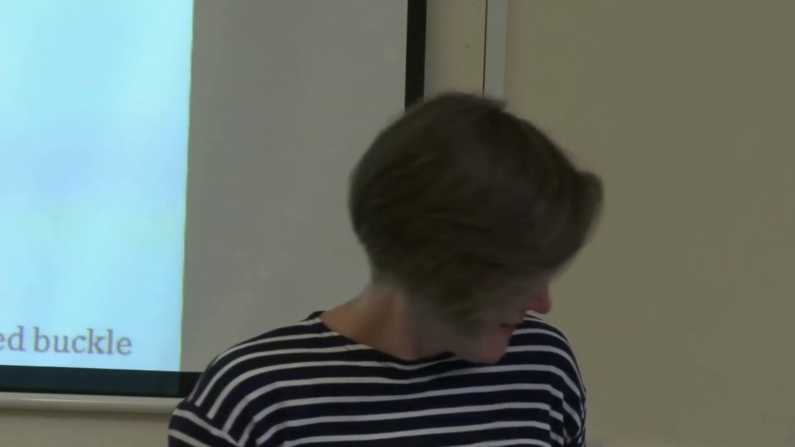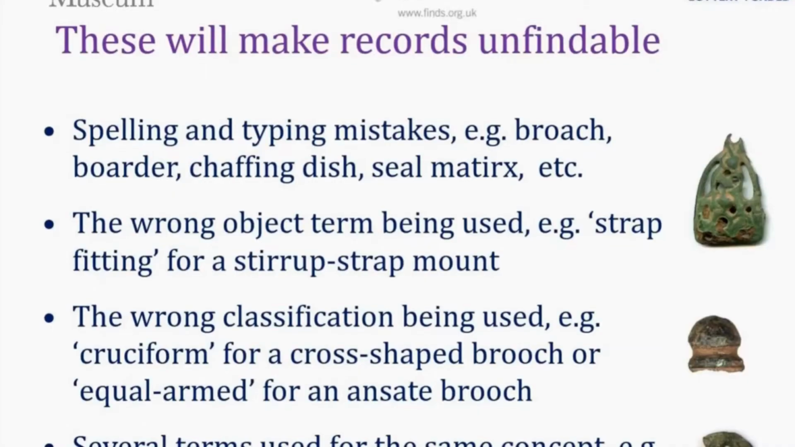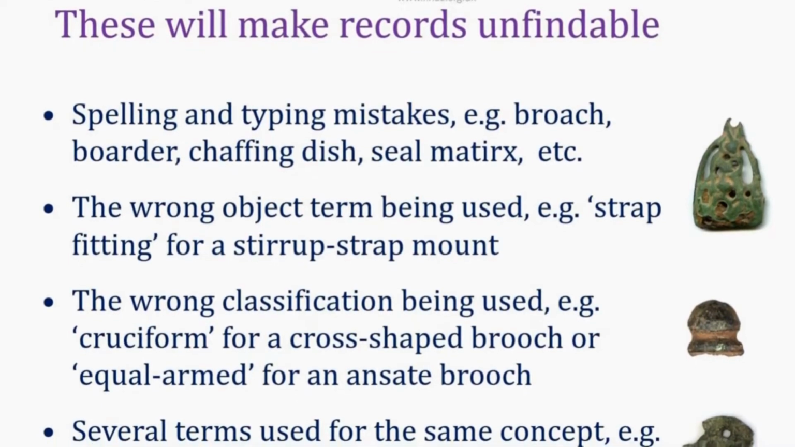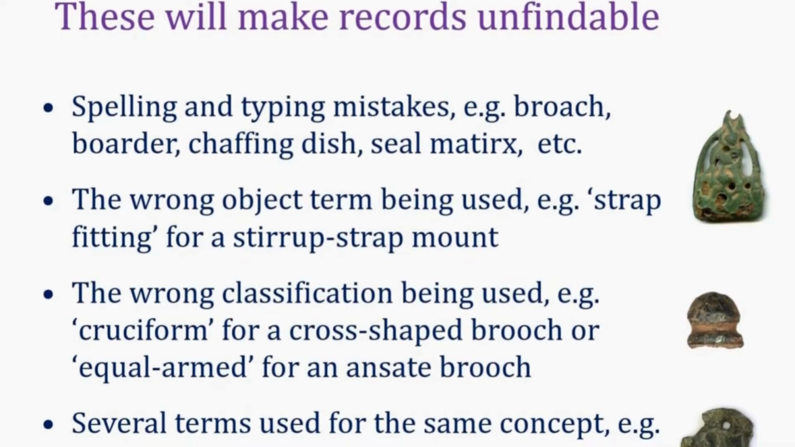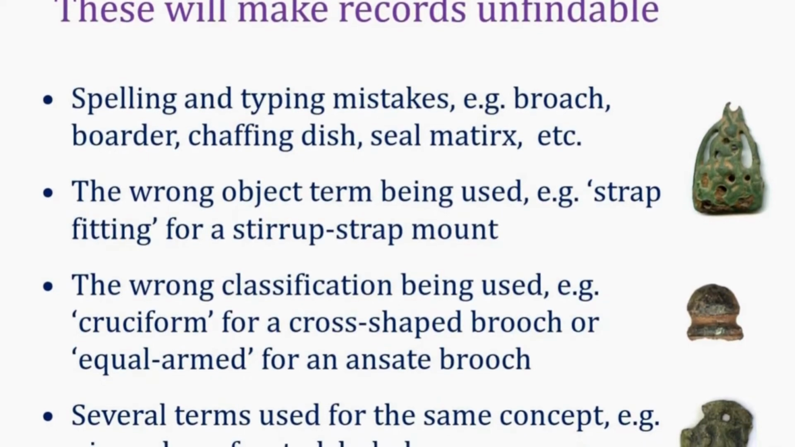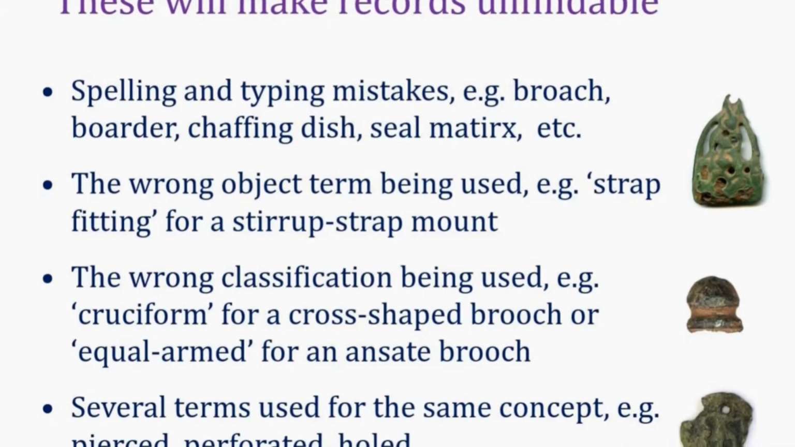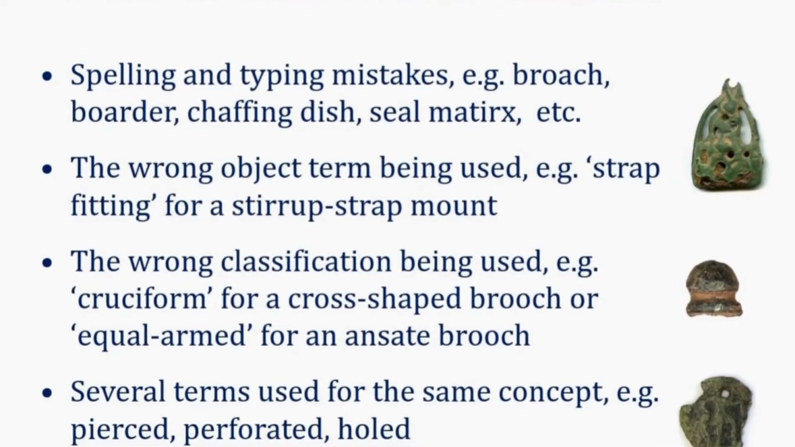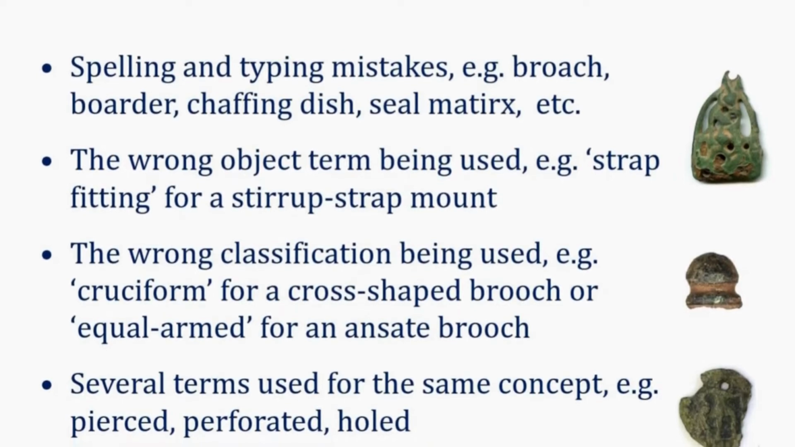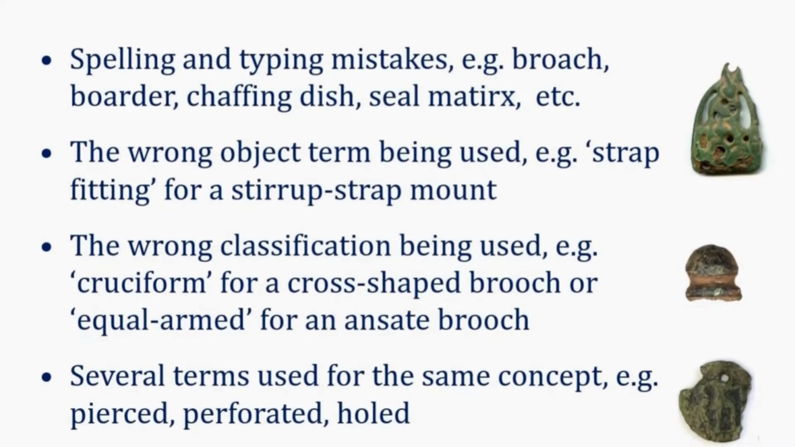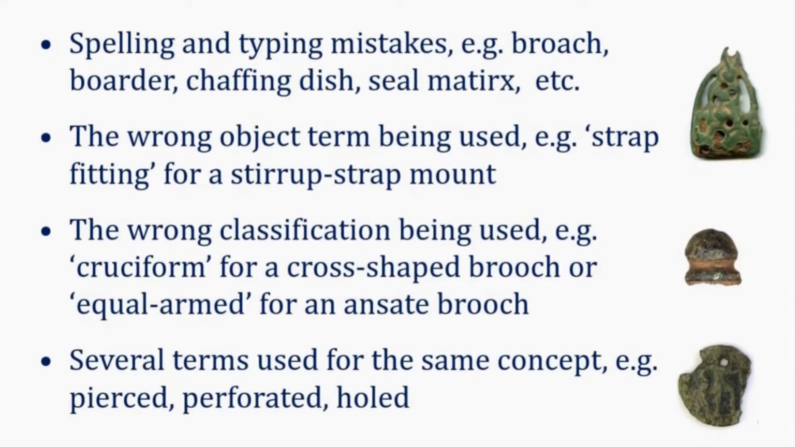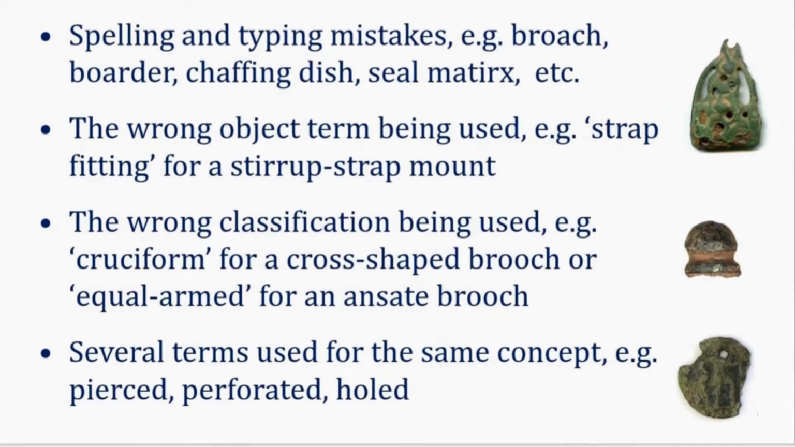Right, so let's take findable first of all. So what helps us make our records findable? Now that's the wrong way around, because this slide says these are the things not to do, because they'll make them unfindable. So a spelling and a typing mistake, like farting, go straight over to try and find all the fartings, or the wrong object term being used, or the wrong classification, or this is a real bugbear, several terms used for the same concept. A pierced coin should be pierced. I just wish there weren't so many names for holes through things.